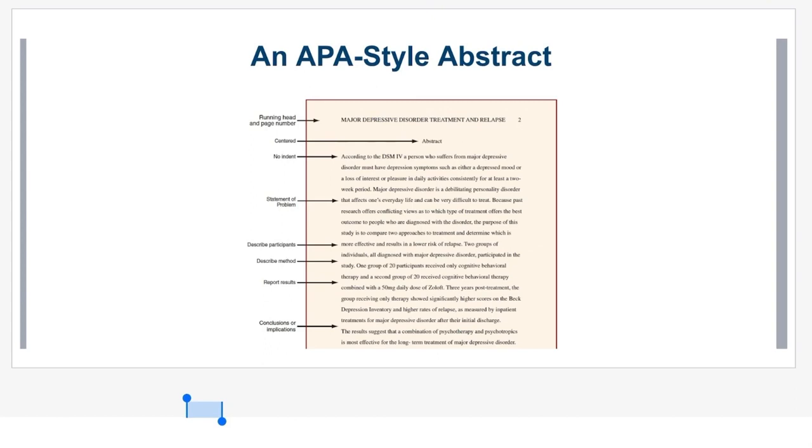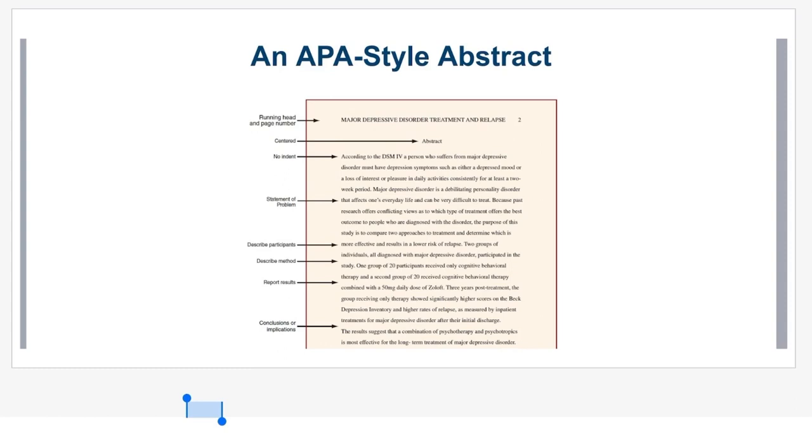Again, you see that running head and page number at the top. Notice the words running head are gone. So it's going to be like that throughout the rest of your paper. The word abstract is centered, not bolded. This is the only time you will not indent a paragraph in this paper, is for this abstract. It is just sort of a block paragraph.